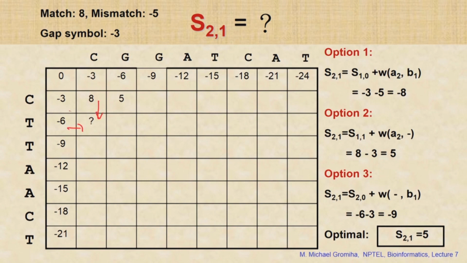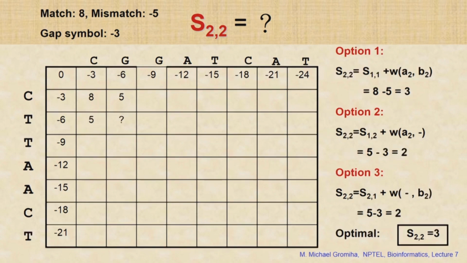These are the options: minus 8, plus 5 and minus 9, right. So, the maximum is 5, so you put 5 here. Fine. This one quickly: 5 minus 2 equal to 3, here 5 minus 3 equal to 2, 5 minus 3 equal to 2, and here 8 minus 5 equal to 3 because of mismatch. So, this is the maximum, so we put 3 here.